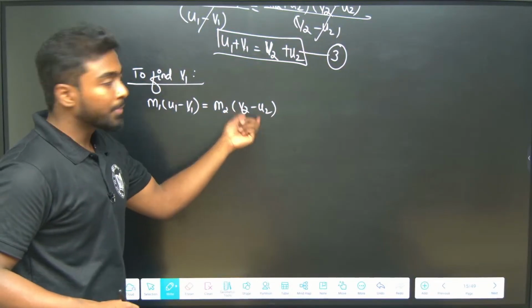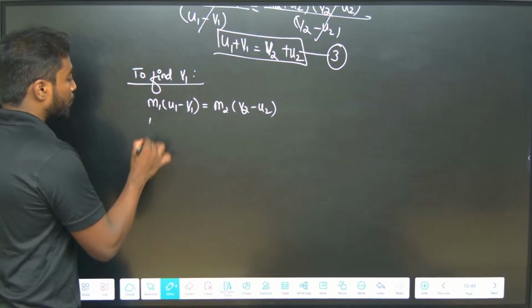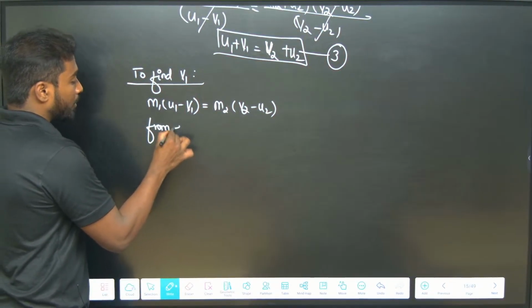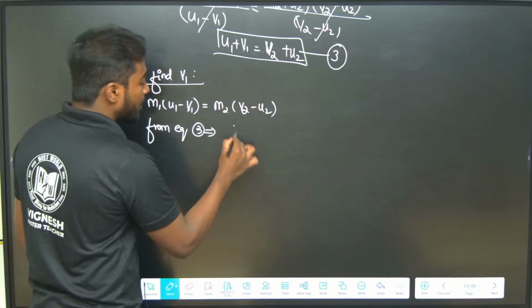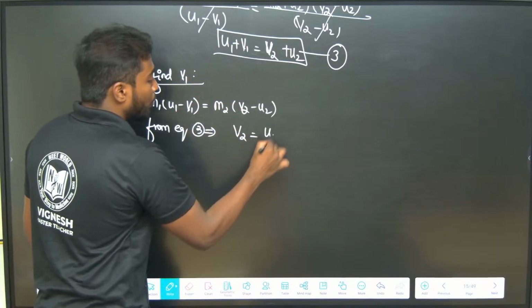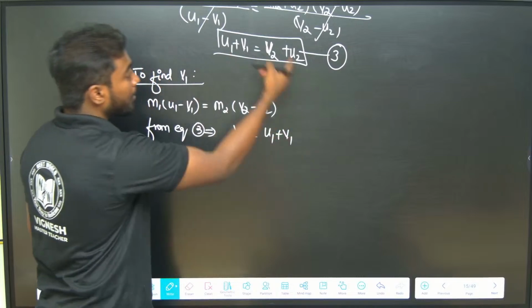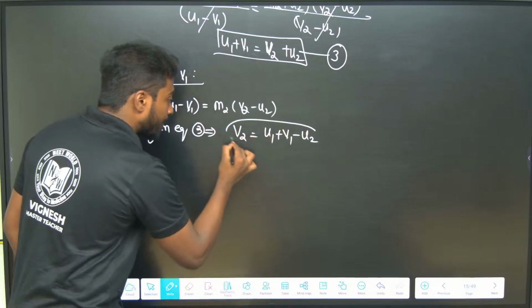Now in this equation, if I want to find v1, what should I eliminate? Initial velocities they have given, I need to find the final velocity. If I want to find v1, I need to eliminate v2, right? So let me take equation 3 and write what is v2 here. From equation 3, v2 is equal to u1 plus v1 minus u2. This is my v2.